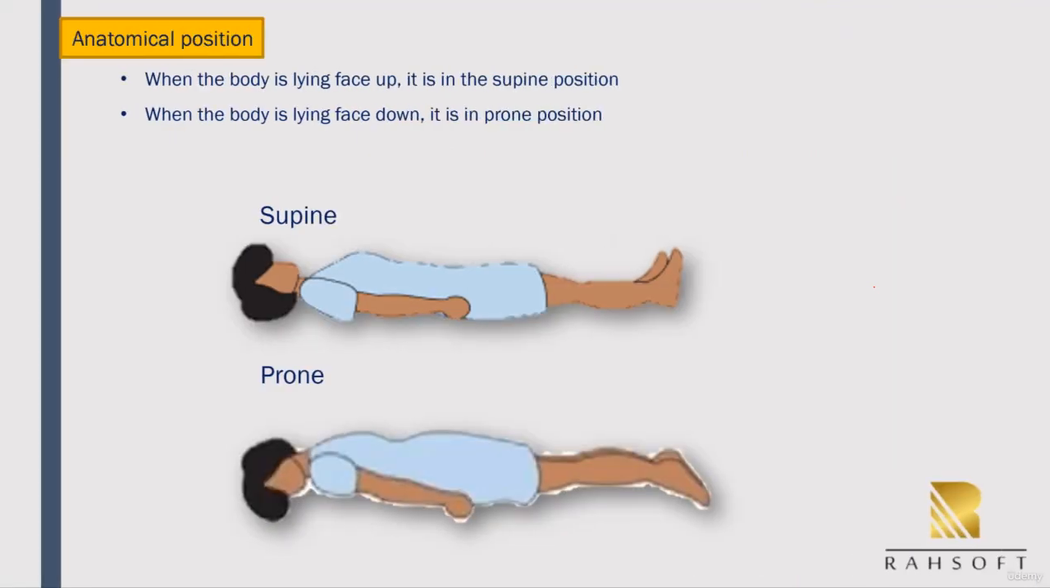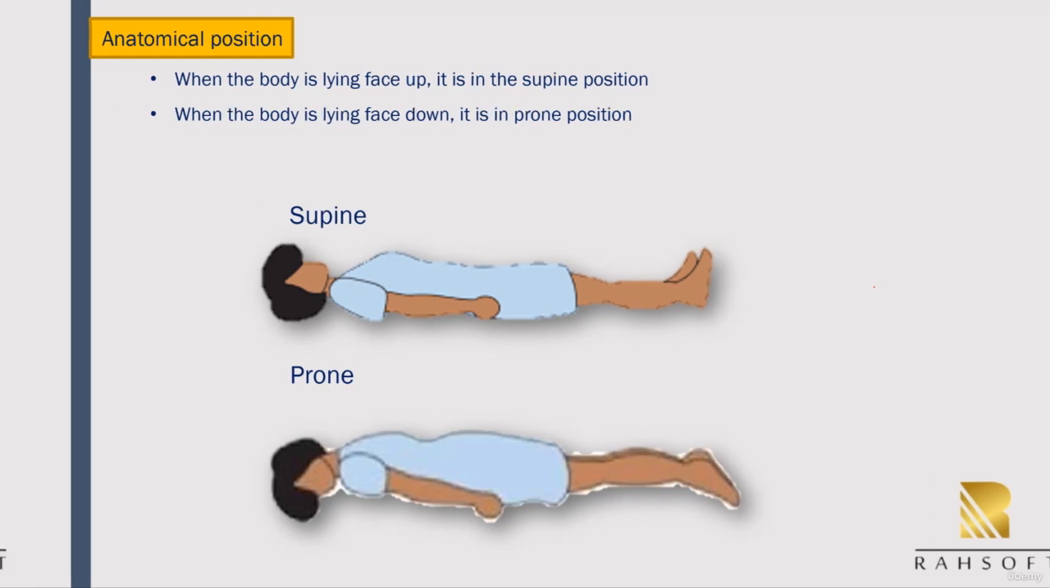When the body is lying face up, it is called supine position, which is shown in the first image. When the body is lying face down, it is in the prone position, which is shown in the image below.